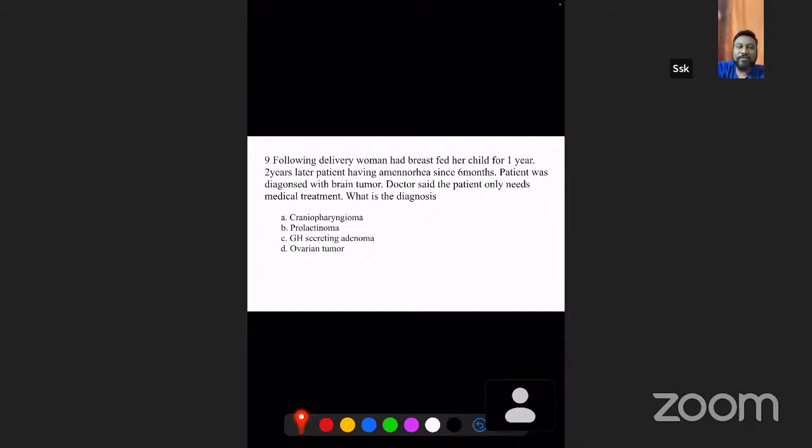For amenorrhea, the first thing you have to remember, after ruling out all the gynecological causes, is to keep in the back of your mind that it could be a prolactinoma responsible for the amenorrhea. Since the patient is diagnosed with a brain tumor, it is most likely a true prolactin secreting tumor, which increases the prolactin levels and causes the amenorrhea galactorrhea syndrome. In that case, it is enough to treat them with medical treatment, that is bromocriptine or cabergoline. That is more than enough for these patients. The answer is prolactinoma.